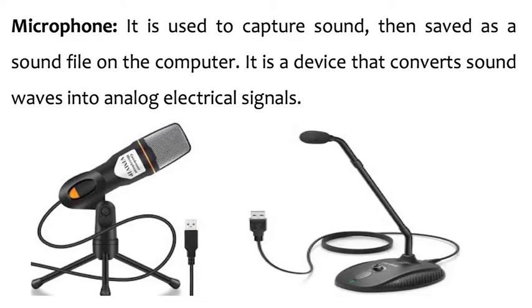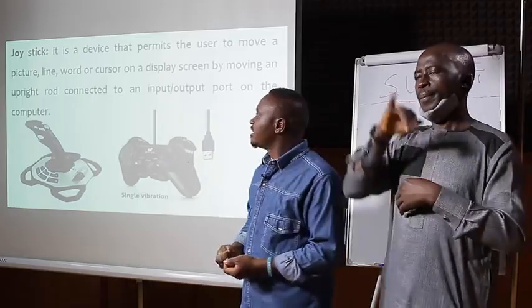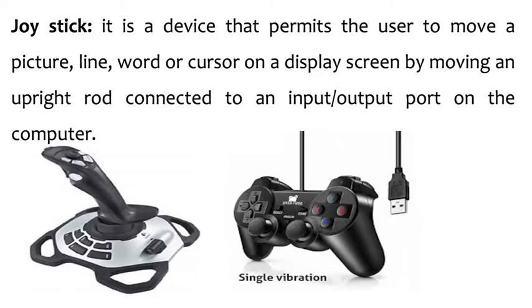We have some of the samples here. You could see on the screen we have two different types of microphones, and a lot of them. We have what we call the joystick. The joystick is a device that permits the user to move a picture, line, word, or cursor on a display screen by moving an upright rod connected to an input-output port on the computer.